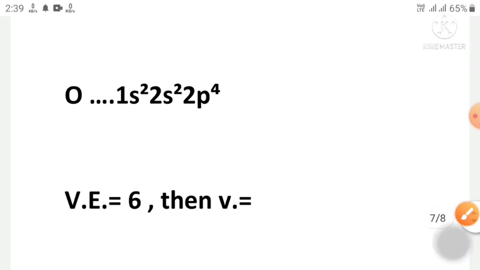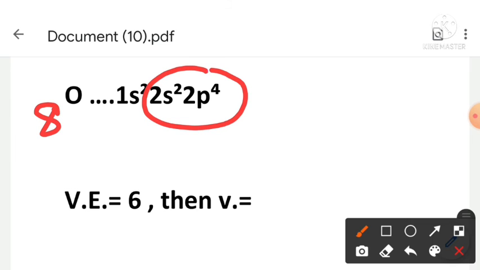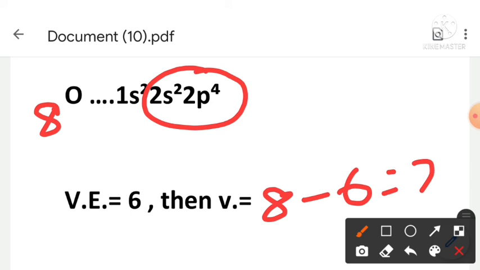Now we see in oxygen, we know that Z of oxygen is 8. So we write electronic configuration 1s2, 2s2, 2p4, and its outermost shell of the oxygen is 2s2, 2p4. Now valence electron of oxygen is 6. Then by using the octet law, 8 minus 6 is equal to 2. Then its valency is 2.